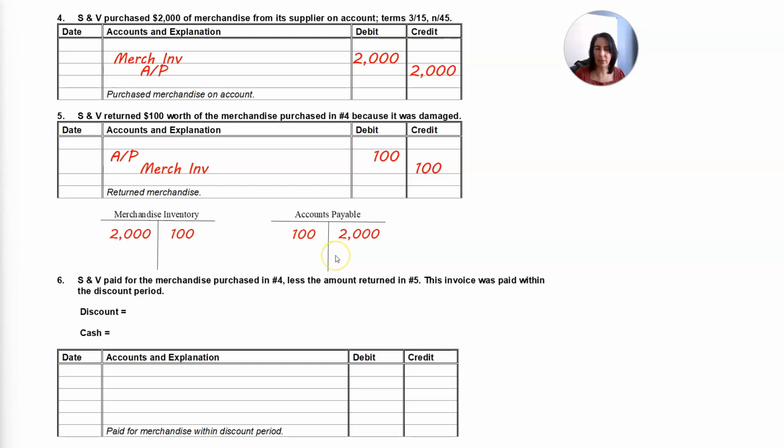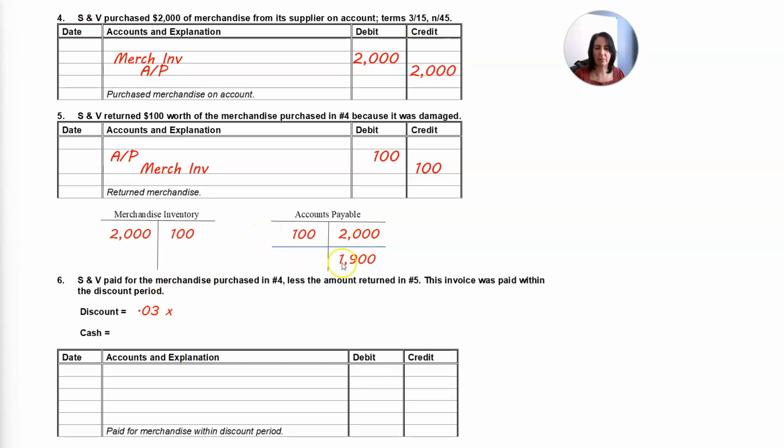We don't owe $2,000 because we returned $100 worth of the merchandise. So if we're going to pay for the merchandise that we purchased here, less the amount returned in 5, and the invoice is being paid within the discount period, so $1,900, we are still going to take a 3% discount because the terms were 3/15. So we've got to calculate what that discount is.